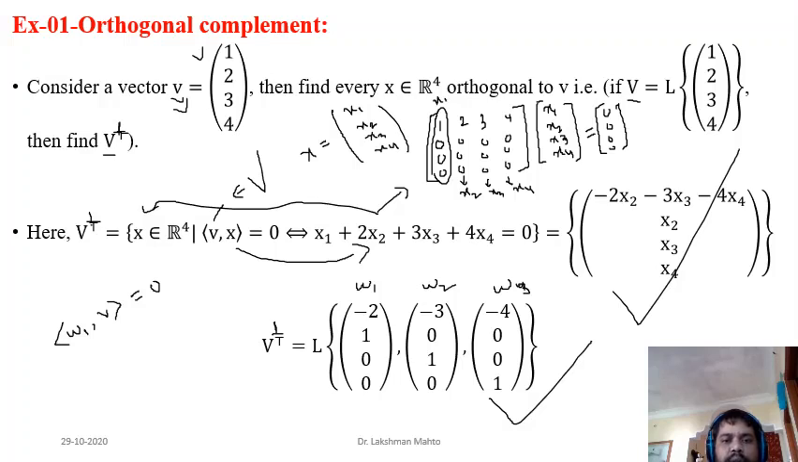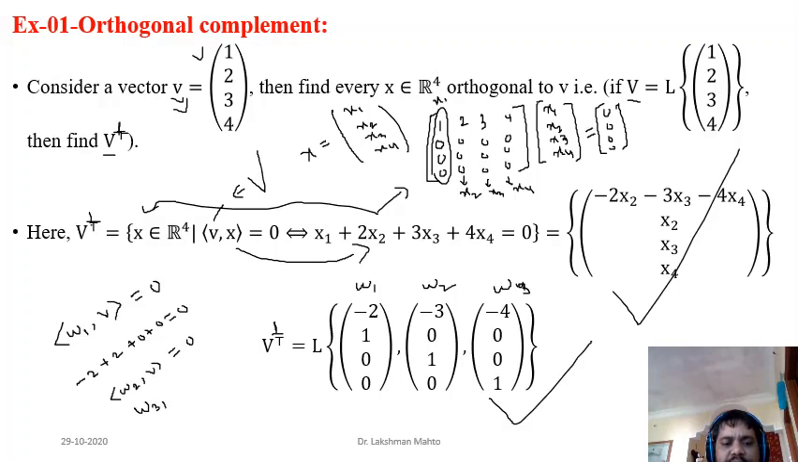So the dot product of w1 with v: minus 2 times 1, plus 2 times 1. So it would be minus 2 plus 2, and the others are 0, since 3 times 0 is 0 and 4 times 0 is 0. So minus 2 plus 2, total is 0. The dot product of w1 with v is coming 0. So definitely w1 is perpendicular to v. Similarly, if you calculate the dot product of w2 with the given vector v, that would also be 0, and the dot product of w3 with v would also be 0.